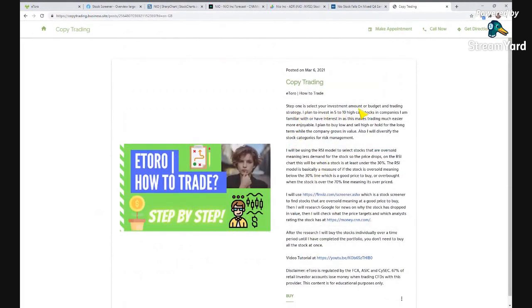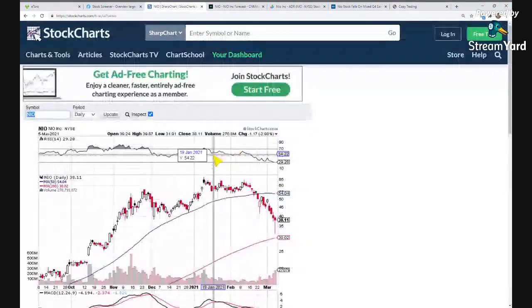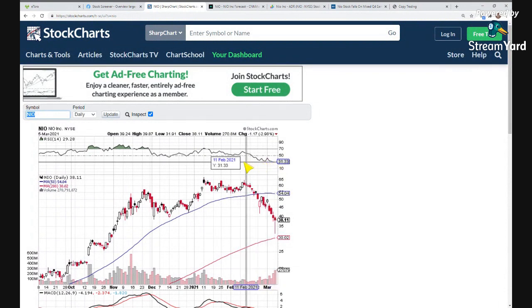Okay, so step one is you set out your strategy, and I buy low, sell high. I went through this. I'll be using the RSI model to select stocks that are oversold, meaning less demand for the stock, so the stock price drops. On the RSI model chart, this will be when the stock is at least under 30%. Remember I said underneath this 30% line here is the time to buy. It's really simple. When it's above 70 here, it's a time to sell or short the stock.